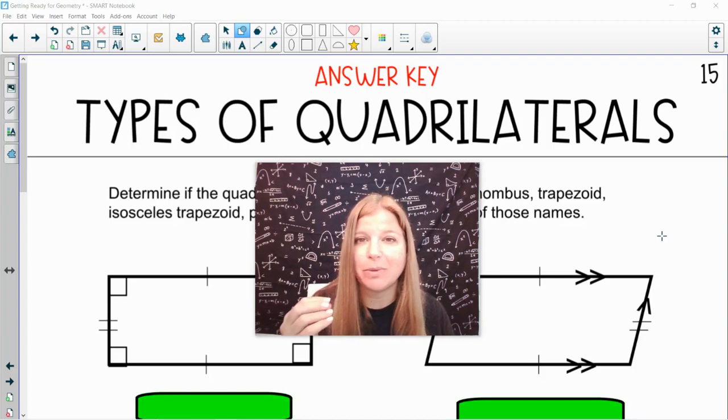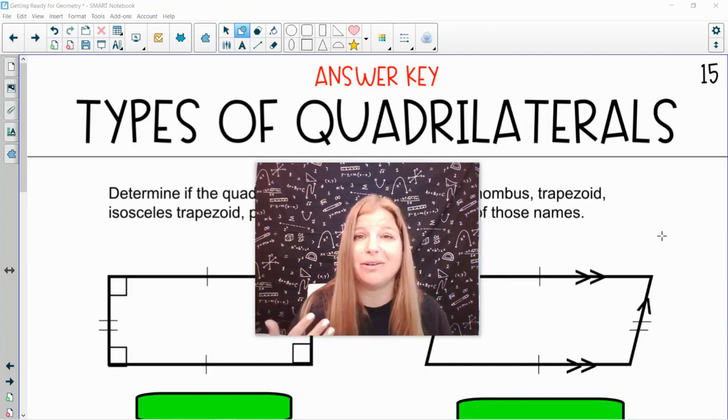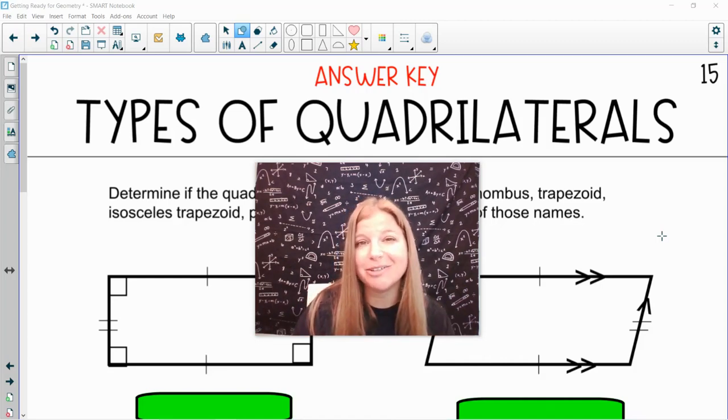So, the most basic one that we're going to talk about is a parallelogram. A parallelogram is when you have both pairs of opposite sides parallel. Both pairs of opposite sides are also congruent to each other. Both pairs of opposite angles are congruent to each other. The diagonals bisect each other. There's so much going on. That's the basics of a parallelogram.